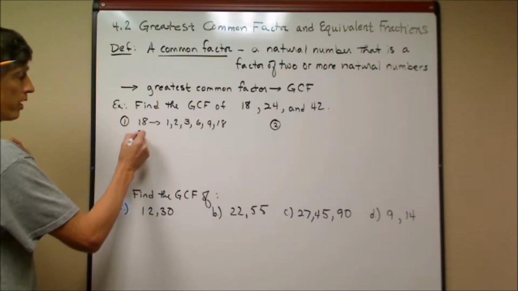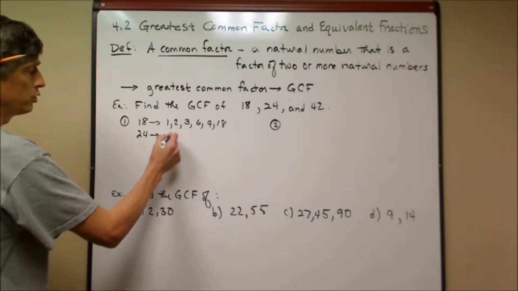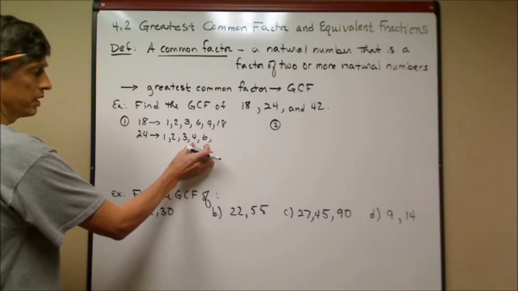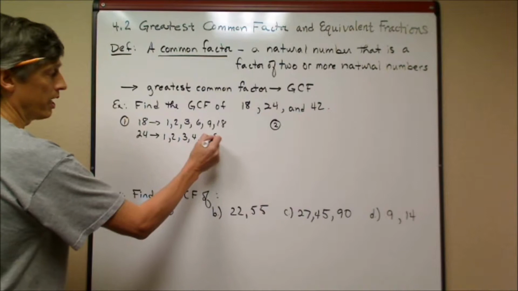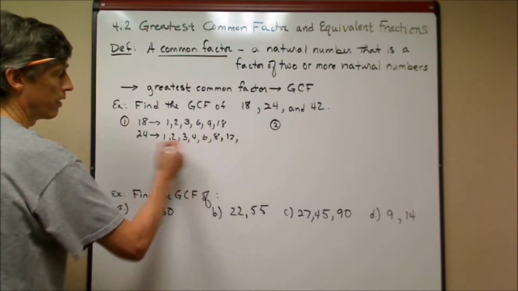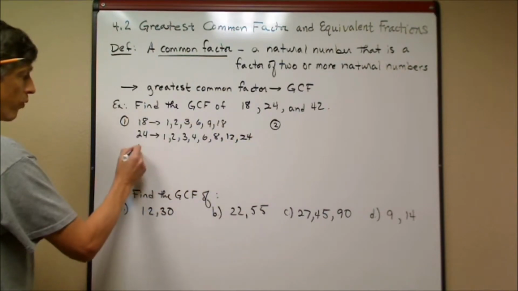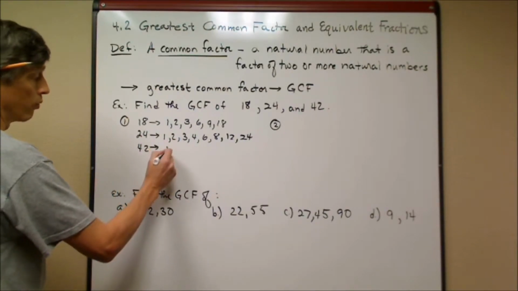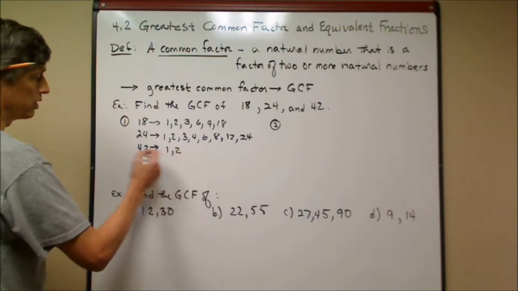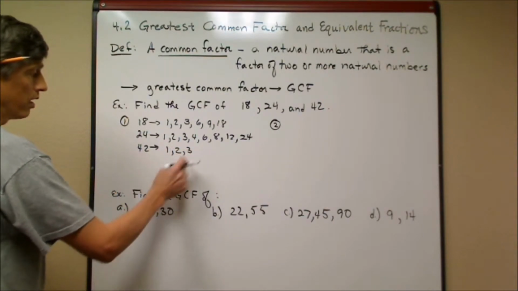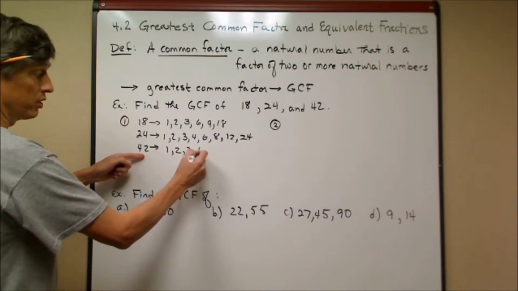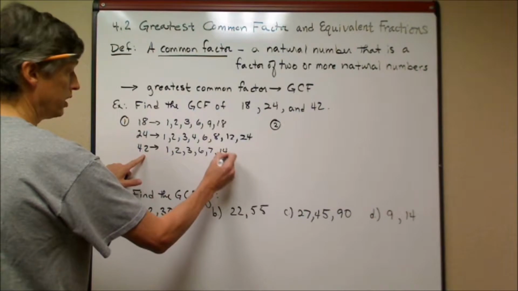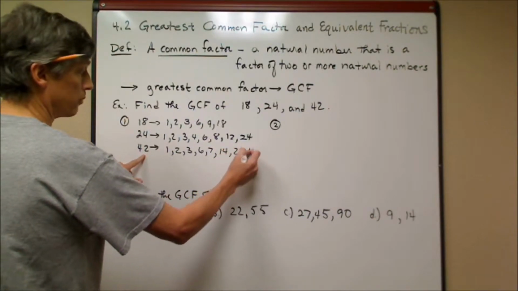If I take the number 24 now, 1, 2, 3, 4, 6. Now 4 and 6 pair up to give me 24, so 3 and 8, 2 and 12, and of course 1 and 24. The number 42, you can see the bigger they get, they can be more challenging. What goes into 42? Well, 1 does. 1 always goes in. 2, because it's even. 3. 4, no. 5, no. 6 is good. 6 times 7 is 42, so these pair up. So 3 times 14, 2 times 21, and of course 1 times 42.